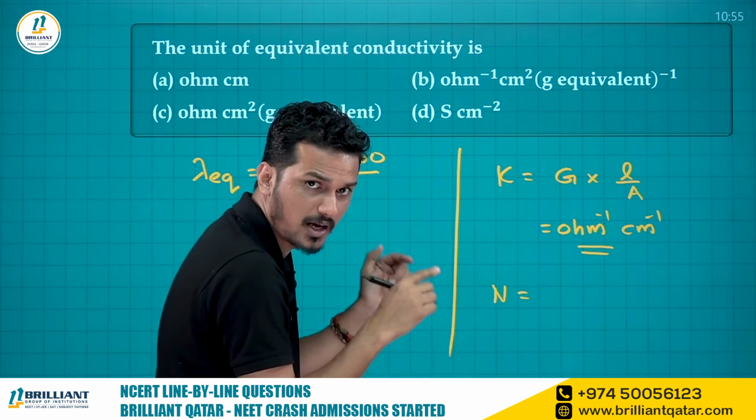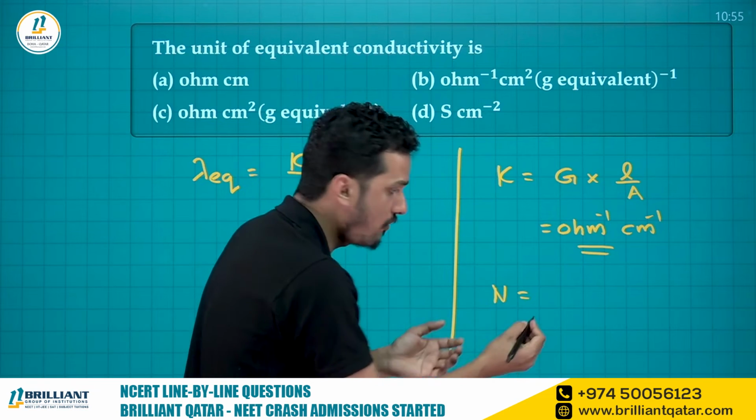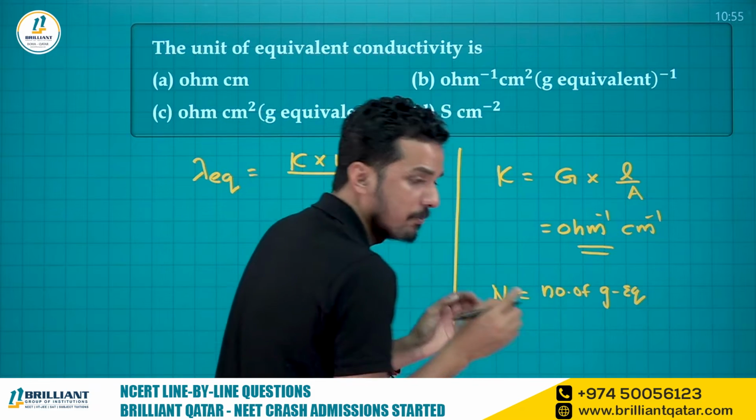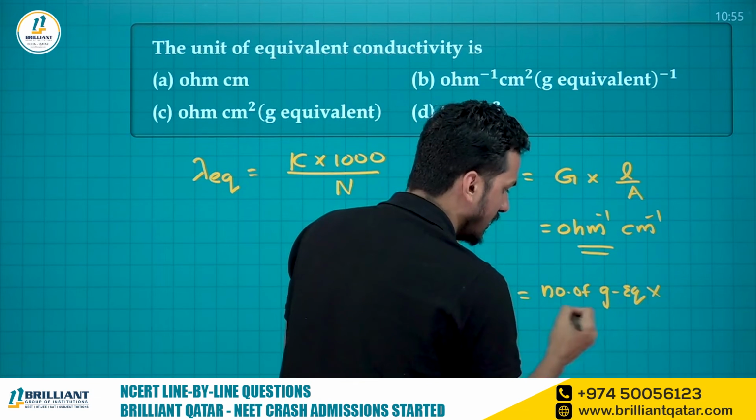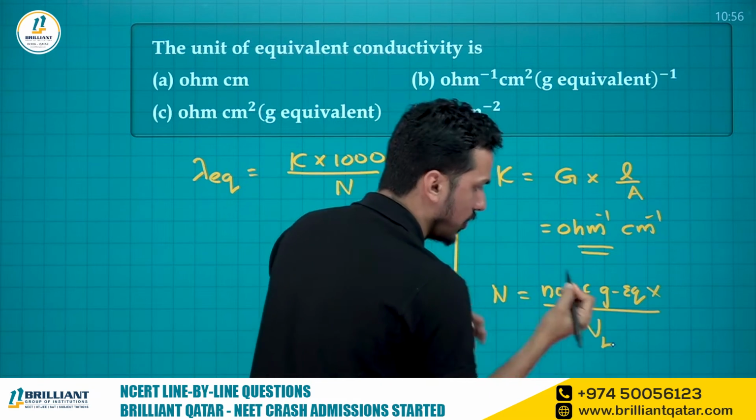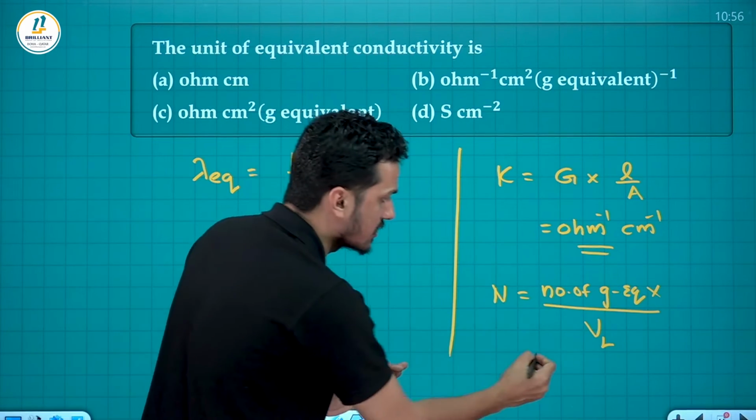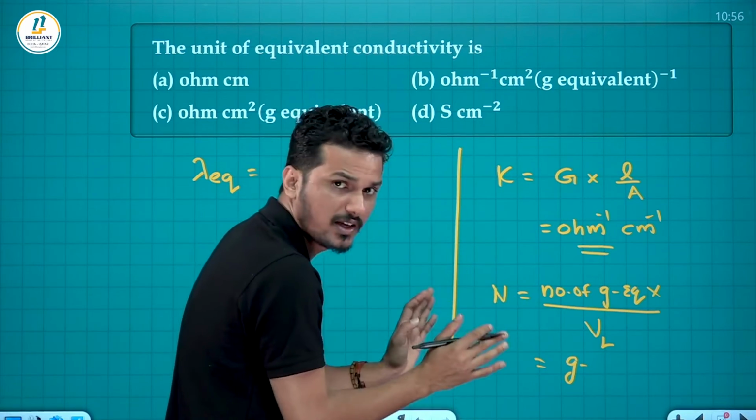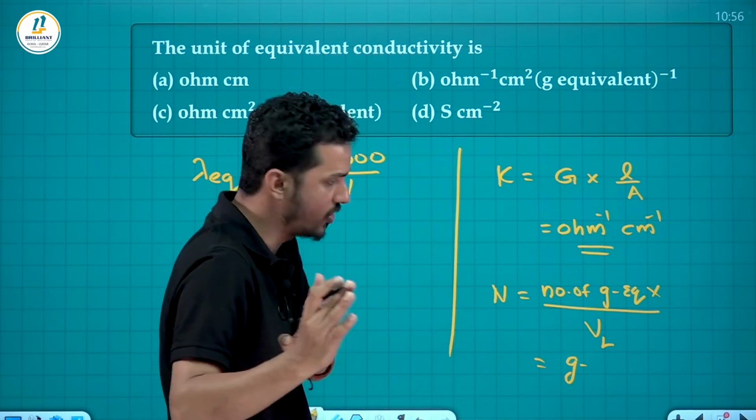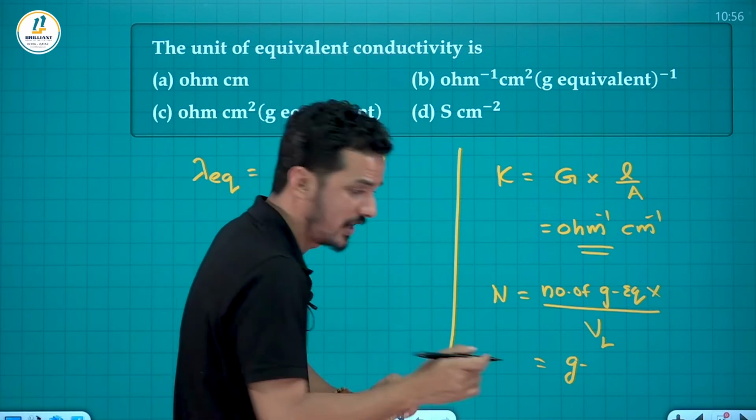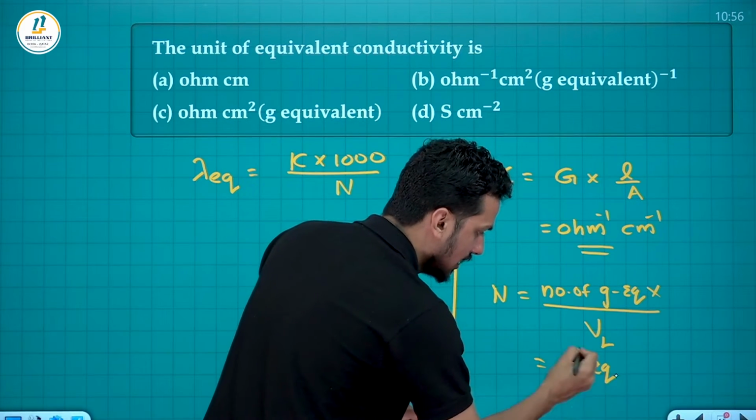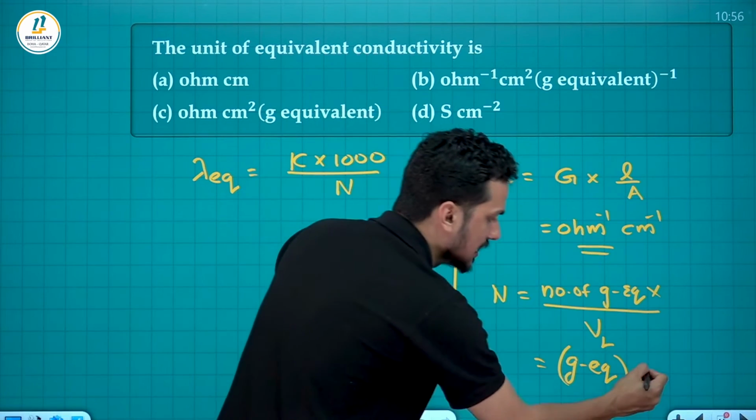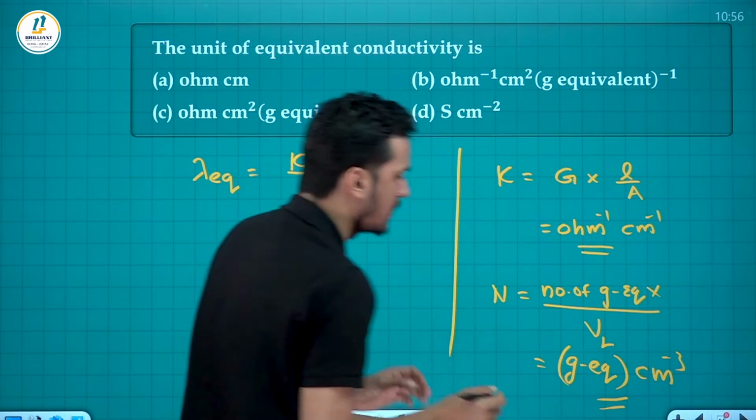Normality equals given mass divided by equivalent mass, or the number of gram equivalent, divided by volume in liter. What's the unit of number of gram equivalent? Like number of moles for molarity, for normality it is number of gram equivalent. And volume is centimeter cube, which goes to the top, meaning centimeter raised to minus 3.